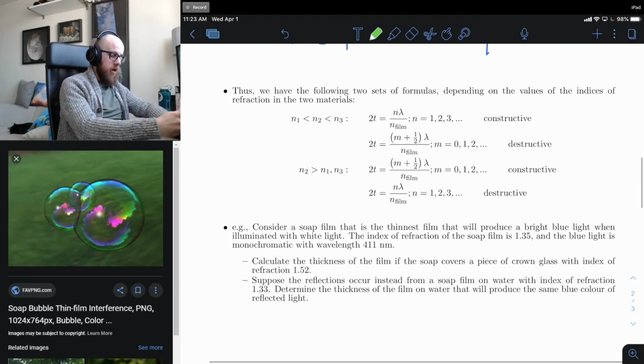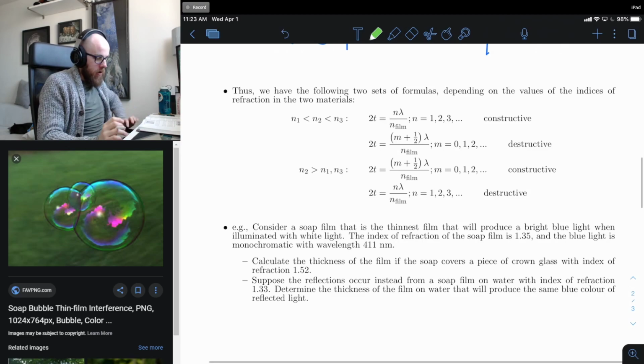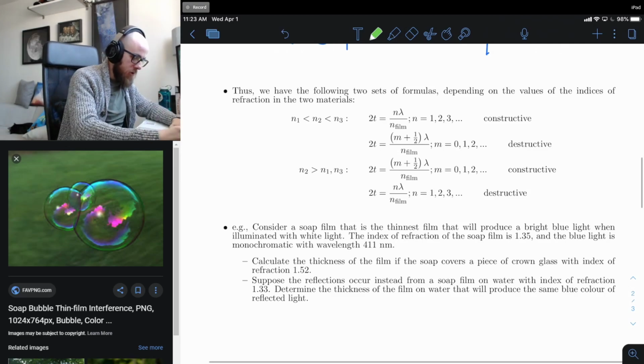So yeah, I'll just summarize here. We have the following two sets of formulas, and we just have to determine when we're going to use each one of them. Okay, so let's get into an example here.